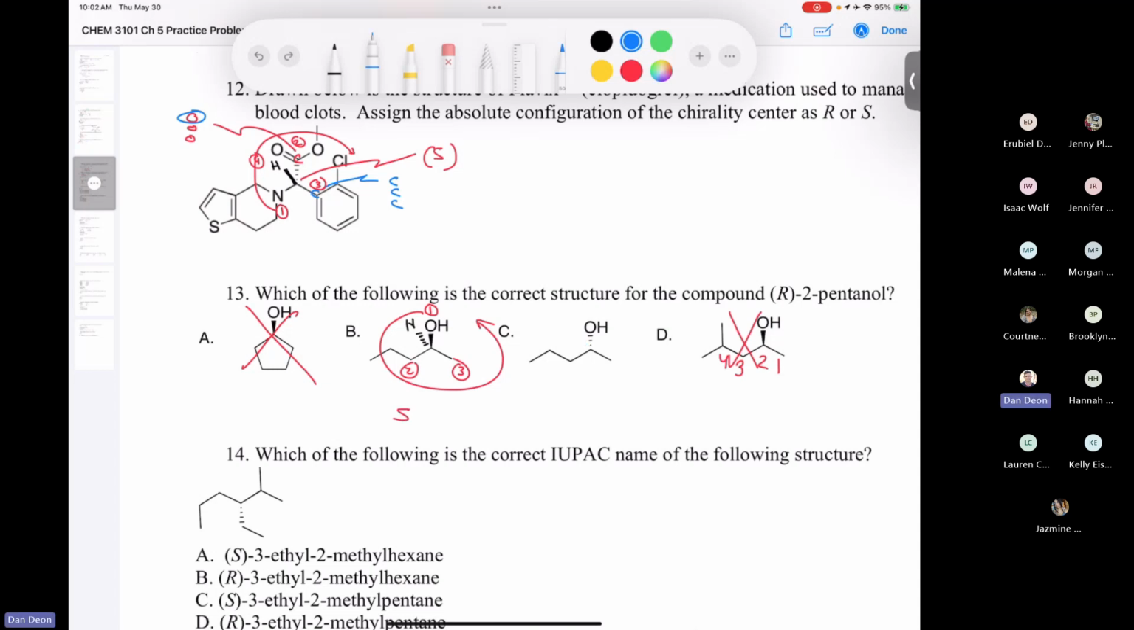Use the black pen to put the proton coming out like this. So then we have 1, 2, 3, 4. So we go 1, 2, 3, which is counterclockwise, which would be S. But remember, the proton is coming out, so we reverse it. So this is R. And so the answer is C is the correct answer for R-2-pentanol.